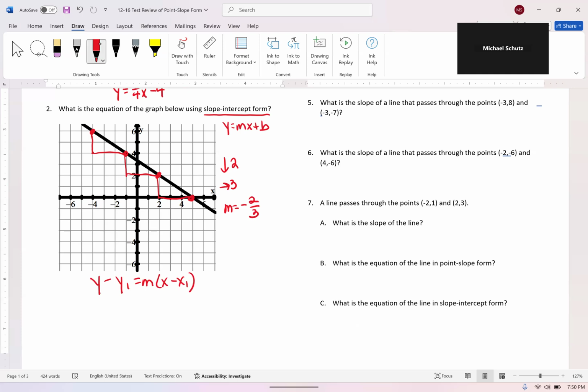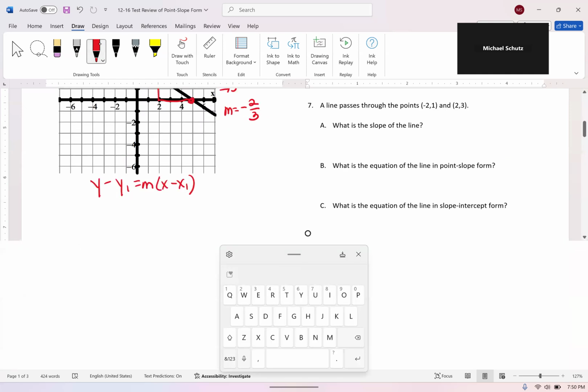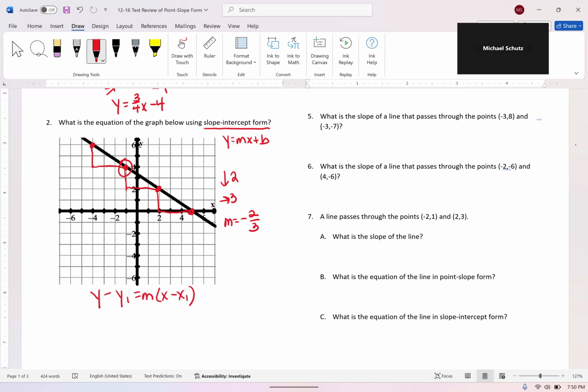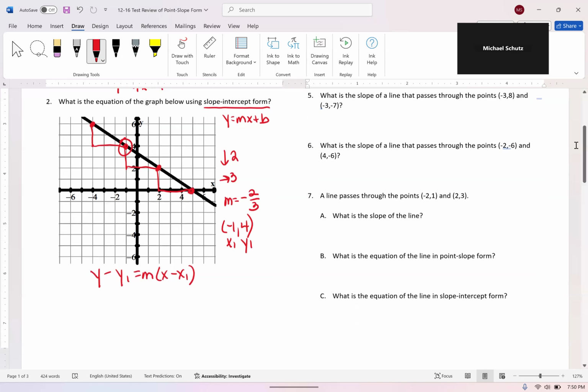Okay, then we're going to pick a point. It really doesn't matter which point you pick. I'm going to pick this one right here, close to the y-axis. And so I'll say my point is -1, +4. So my x1 would be -1, my y1 would be +4. By the way, you could have picked any of those perfect points for your x1, y1, and in the end, your answer would be the same.